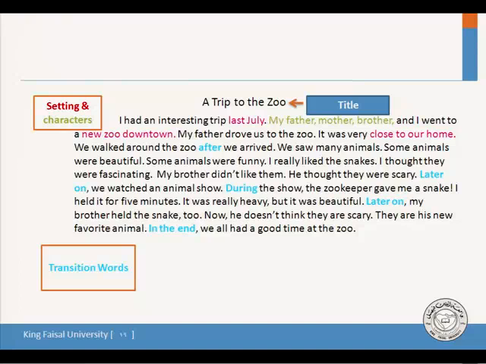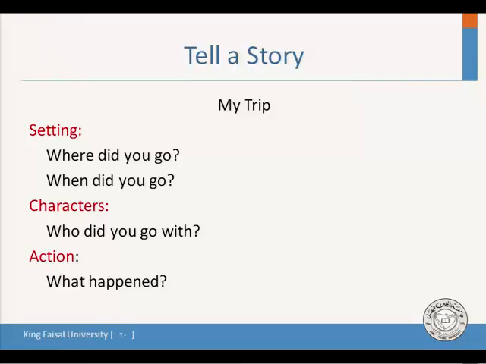I want you to write a similar paragraph. In this paragraph, you can ask yourself questions. These questions can help you write. Where did you go? To Riyadh, for example. When did you go? Last week. Characters. Who did you go with? Your father, your mother, your brothers, your family. Action. What happened on this trip?